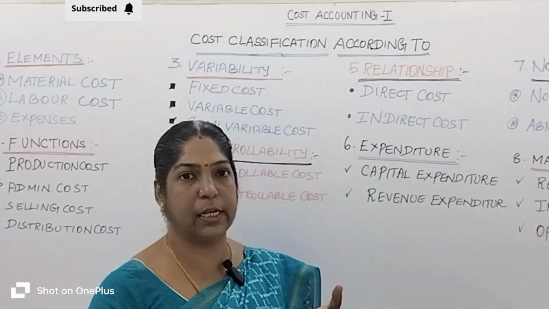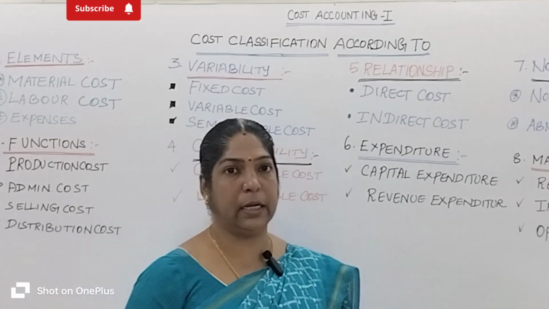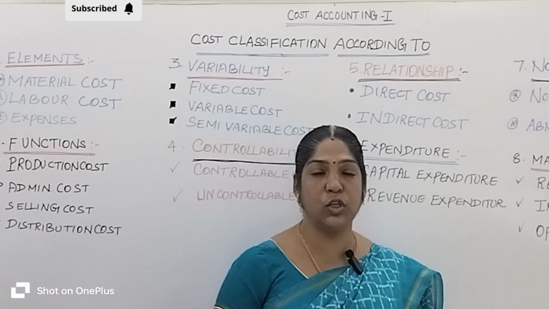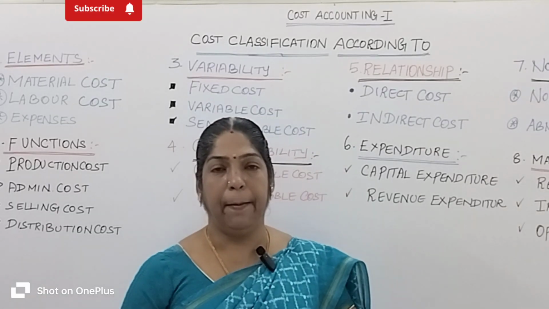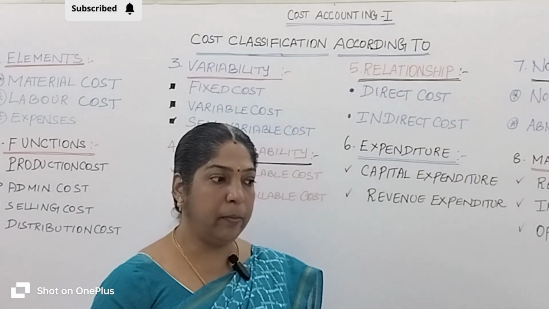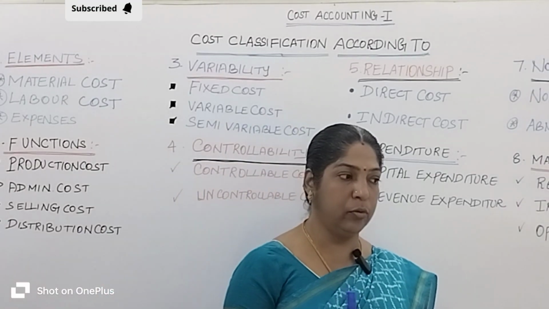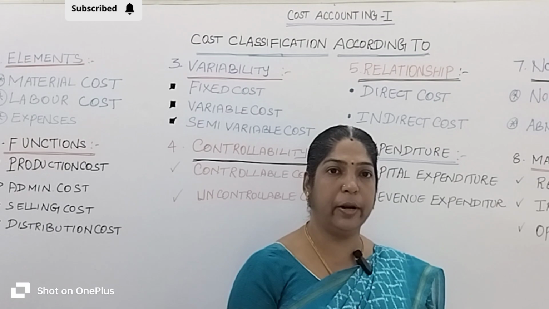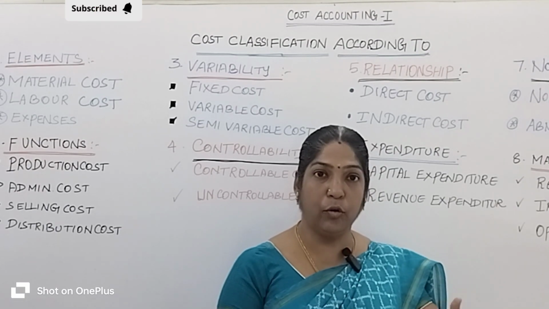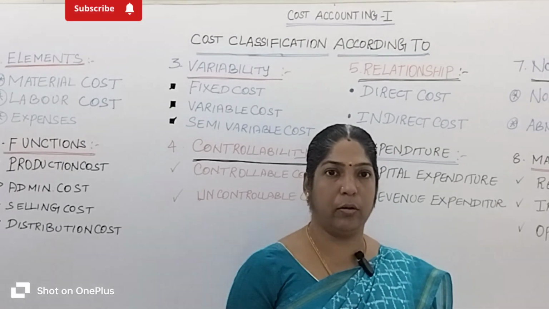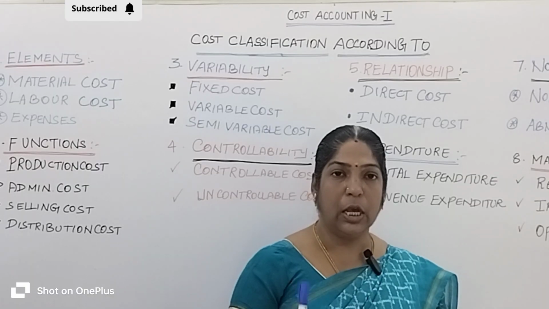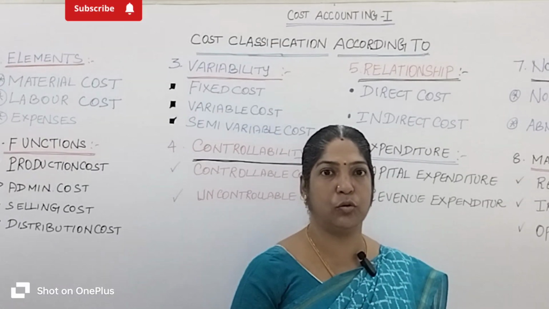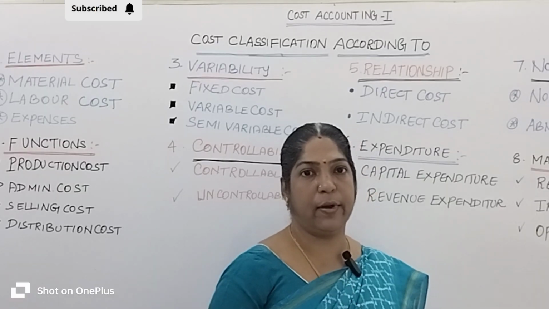For example, if you run a bakery business, we will be using flour to produce bread. If your production of bread increases, you require more flour. If the production decreases, your requirement of raw materials like flour and sugar also decreases. That is called variable cost.